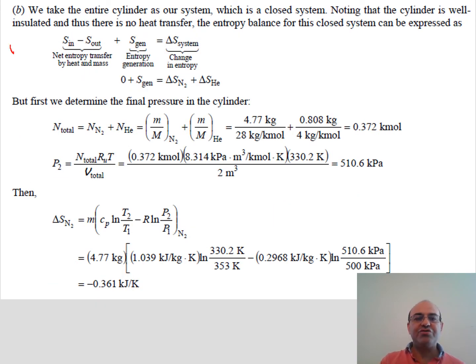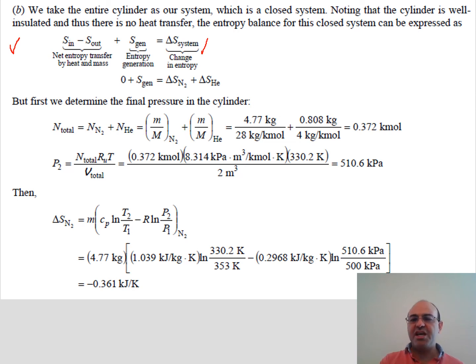Part B, we want to find the entropy generated during this process. So we write the entropy balance. This is the same for every problem. Entropy in minus entropy out plus entropy generation is equal to delta S of the system. If we do have a steady flow process, this becomes a rate, and we put a dot on top of them.